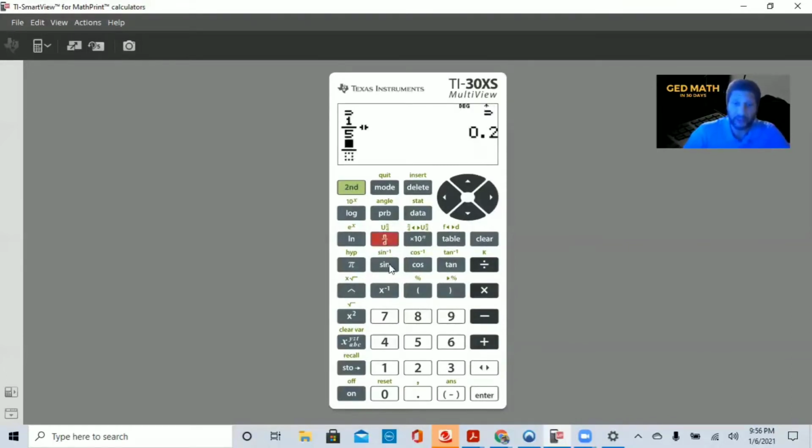Another way we could have done it is to put our fraction in. Let's do 3/5 this time. If you notice in green, you see F, arrow, arrow, D. That means vice versa. You can turn fractions into decimals and decimals into fractions. So all we're going to do is hit second, hit that fraction to decimal button, and press enter. The decimal equivalent of 3/5 is 0.6. So now you don't have to do all that division.